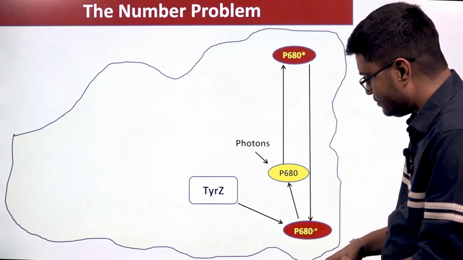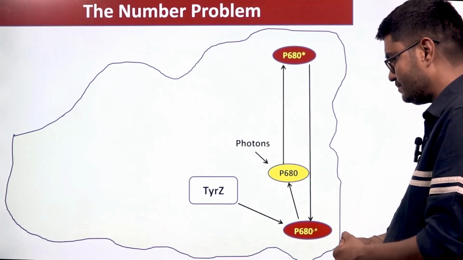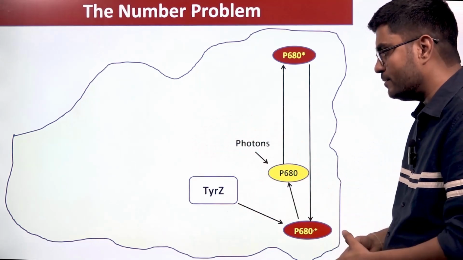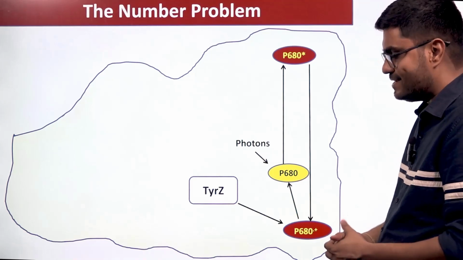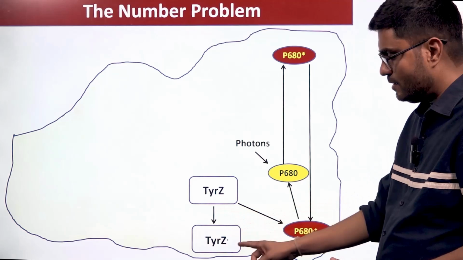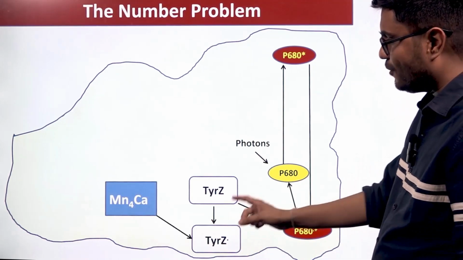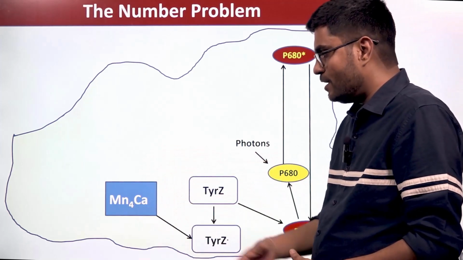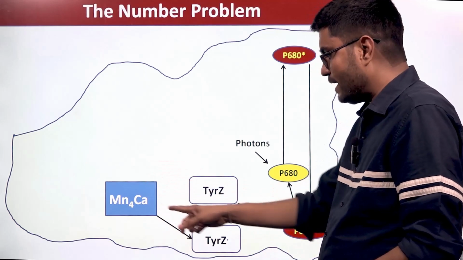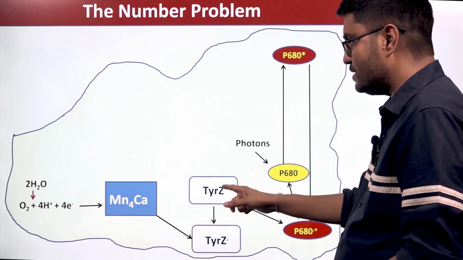So the one electron gained by the P680 radical ion during the Z scheme is not coming directly from water. It is coming from the tyrosine Z residue. After giving this electron, tyrosine Z becomes the tyrosine Z radical, and this radical is not taking an electron from water but from a complex of manganese 4 calcium. So there are 4 manganese. One can give the electron to the tyrosine Z radical, which converts back into tyrosine Z.